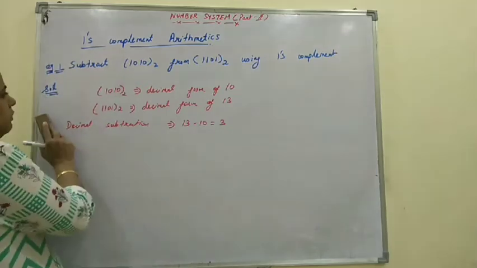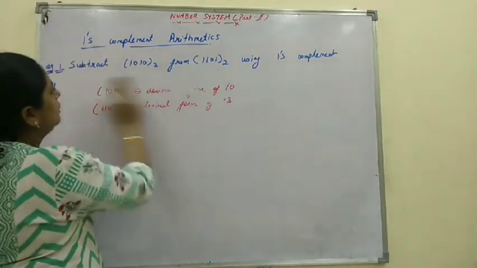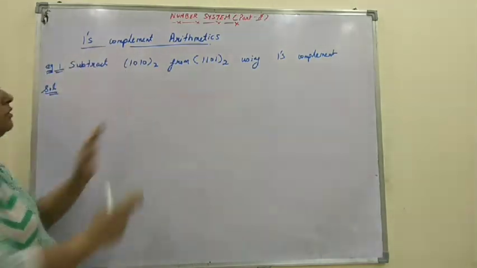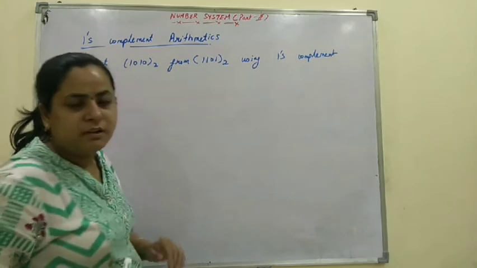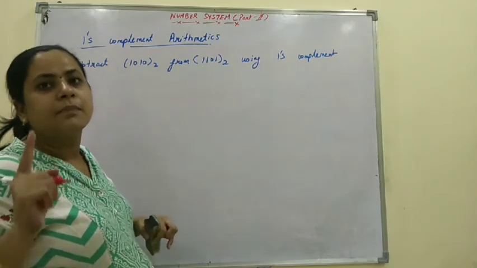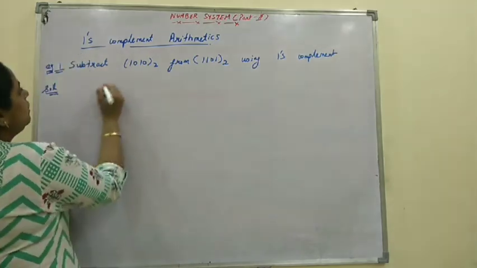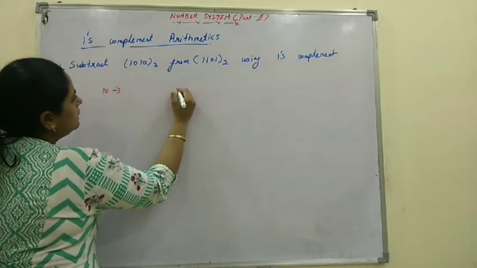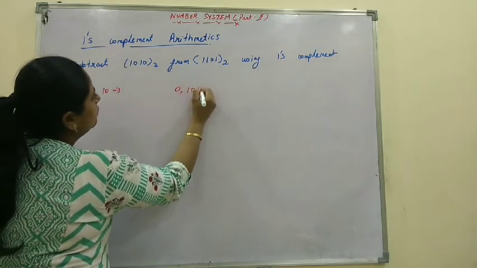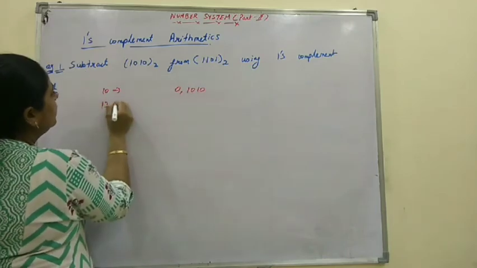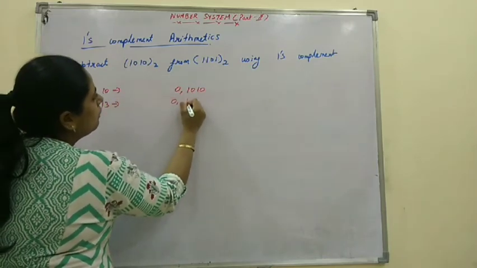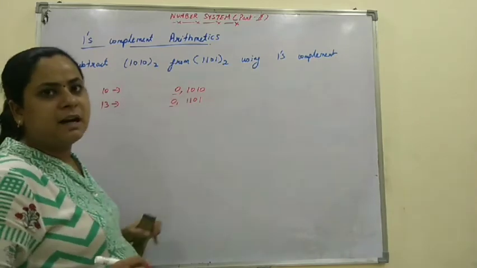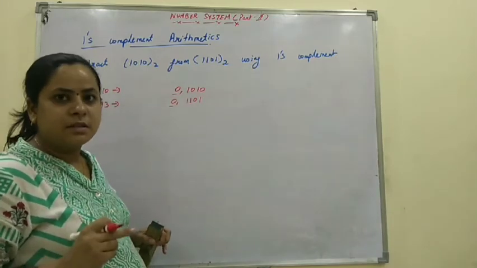Now how to solve it? Since no sign bit is given, no sign is given, by default it is a positive number. So 10 with sign bit will be represented as 0, 1, 0, 1, 0 and 13 will be represented as 0, 1, 1, 0, 1, where this 0 represents that both numbers are positive.